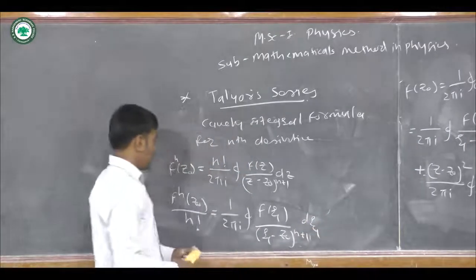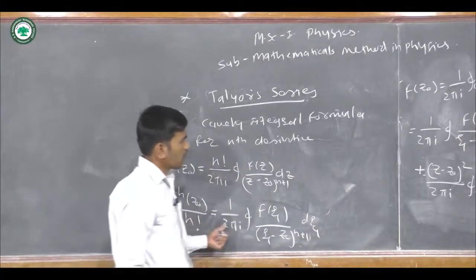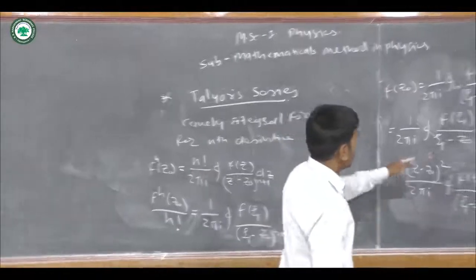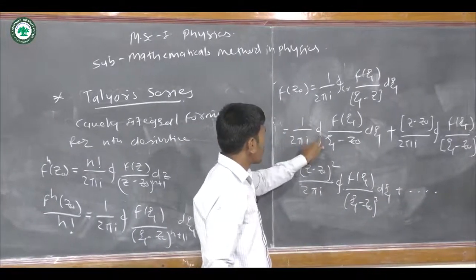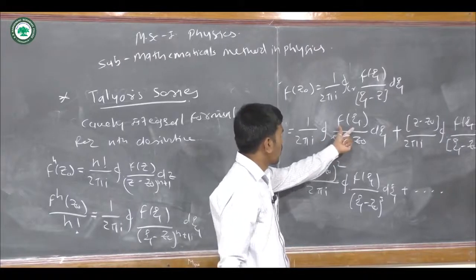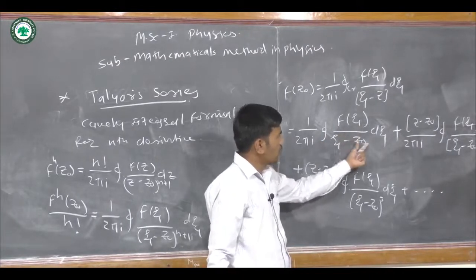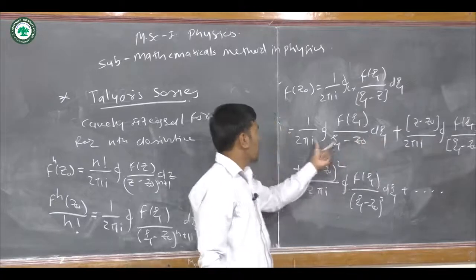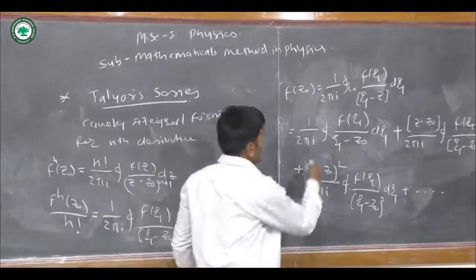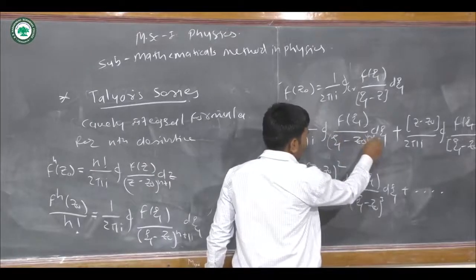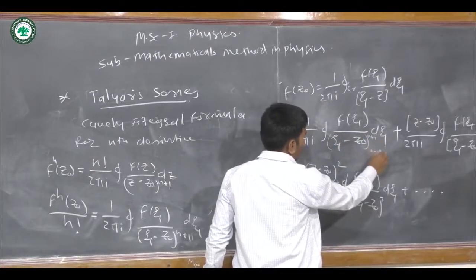Okay, so these expressions, if we replace with these things. Okay, now for the 1 by 2 pi i closed integral over CR f of psi divided by psi minus z naught d psi, here n is equal to what? n is equal to this n plus 1.